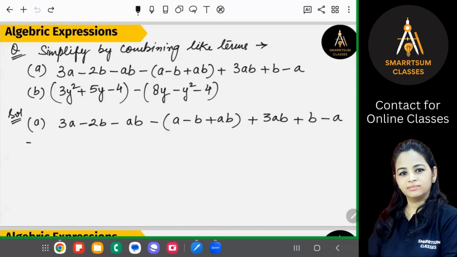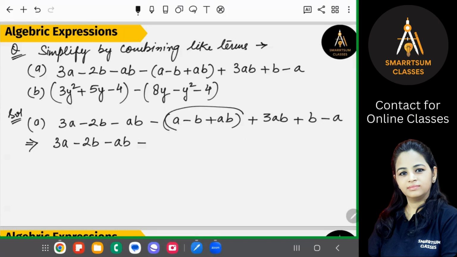What we will do in this, first we will open the bracket, whatever bracket we have here. You can see that there is one bracket here. So first we will open this. Then after that, we will combine the like terms. We will write them together and then we will simplify. So this is how we have to move. First write down it as it is, 3A minus 2B minus AB. Everybody please see carefully how to solve it. You can write it later.